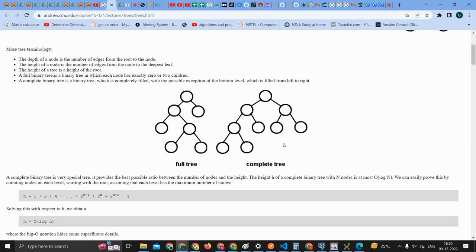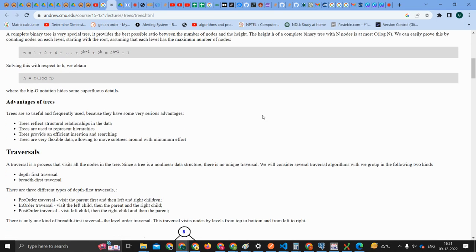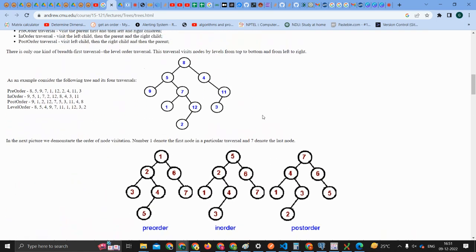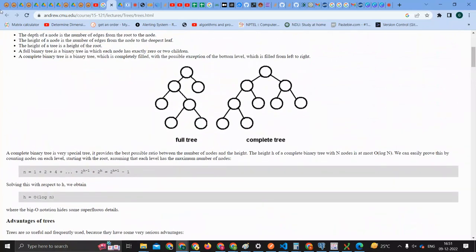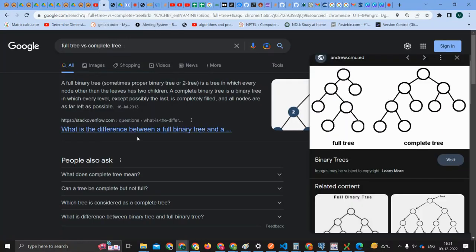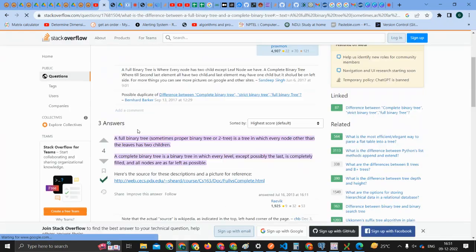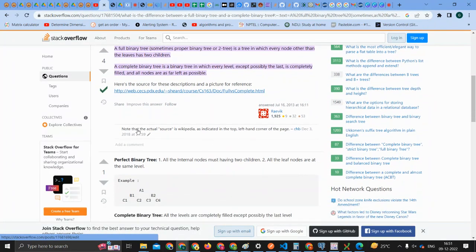So can I say that the complete tree is a special case of full tree? Because a complete tree is anyway full, right? A full tree might not necessarily be complete, but the other way, the complete tree must be a full tree, no? Seems so. That will be easier to remember like that. That's why I was trying to find out the relation.